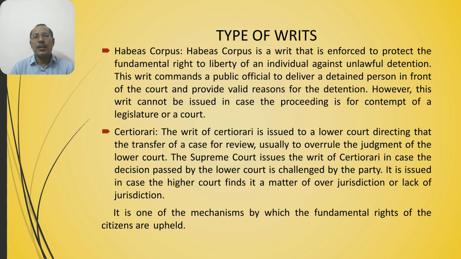Then comes certiorari. The writ of certiorari is issued to a lower court directing the transfer of a case for review, usually to overrule the judgment of the lower court. The Supreme Court issues the writ of certiorari in case the decision passed by the lower court is challenged by a party. It is issued in case the lower court acts in excess of jurisdiction or lacks jurisdiction. It is one of the mechanisms by which the fundamental rights of citizens are upheld.